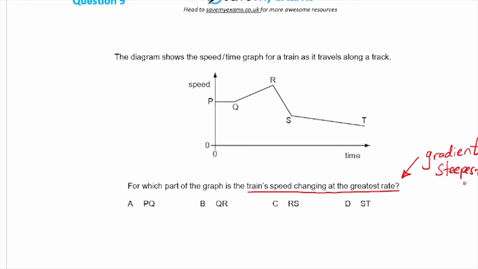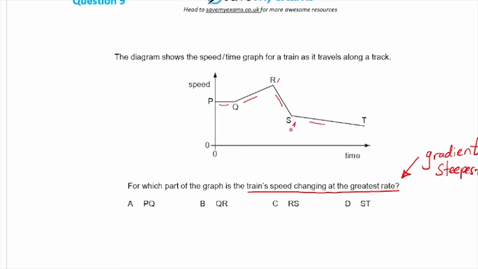Because the steeper the slope, meaning the higher the rate of change. That is what it means. So from what we can say, this is a gentle slope, this is a steep slope. So this is also a gentle slope, this is flat. So this one is steeper. Between R and S, it is steeper.